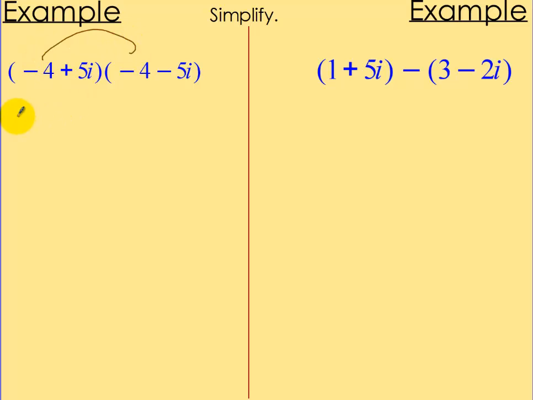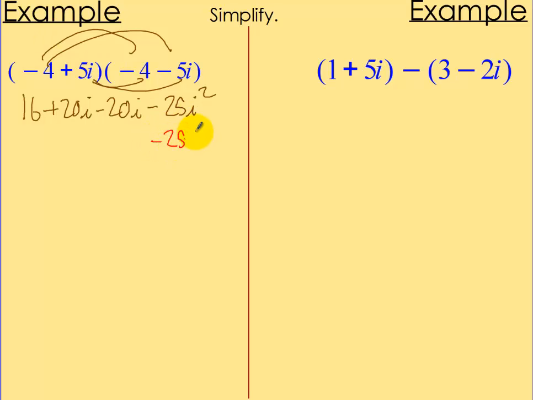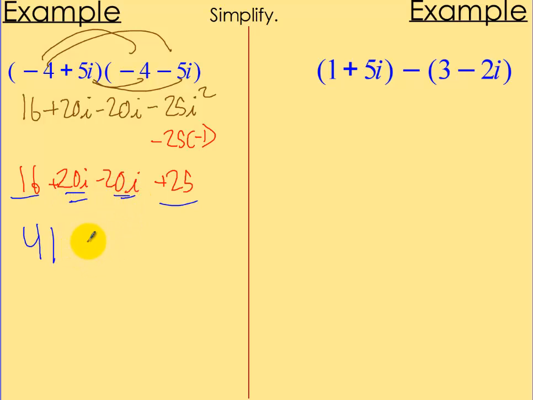Okay, I'm going to FOIL. So first is going to be negative 4 times negative 4, which is positive 16. Outers is going to be positive 20i. Inners is going to be negative 20i. And lasts is going to be negative 25i squared. Okay, negative 25i squared is negative 25 times negative 1. So that's going to be positive 25. So we have 16 plus 20i minus 20i plus 25. Combine the 16 plus 25, which is going to combine to 41. And the 20i minus 20i combines to 0, so plus 0i. So my answer is just 41.